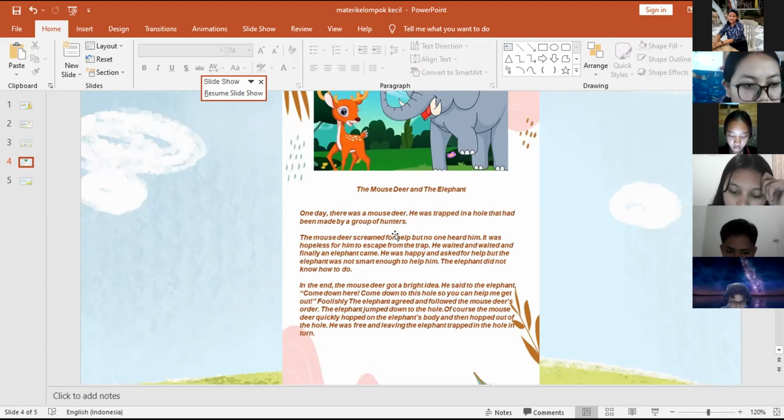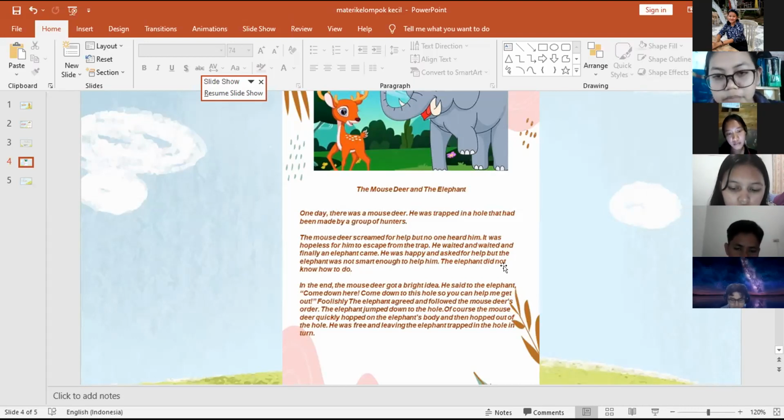And the last is direct speech. For the direct speech, we found: "Come down here. Come down to school so you can help me get out." Okay, very good. Well, so far, do you understand about the language features of the text? Yes, please.